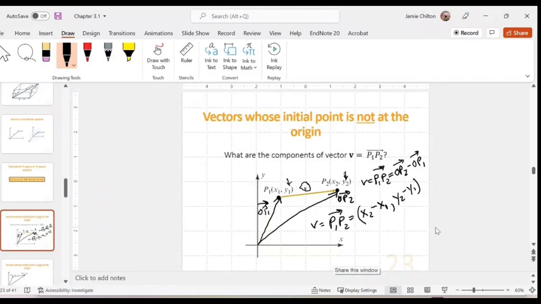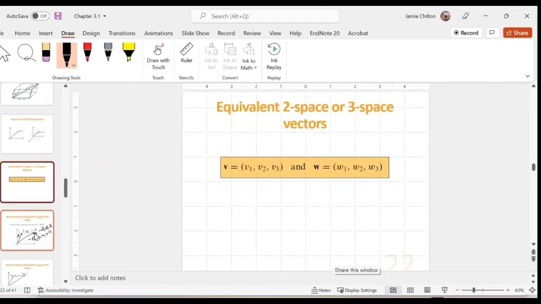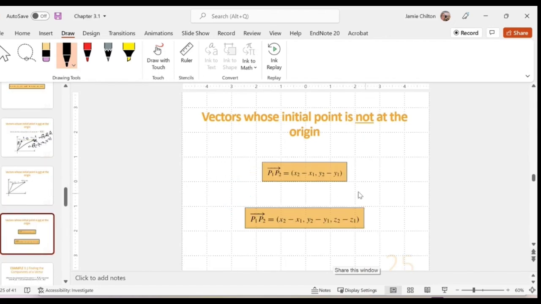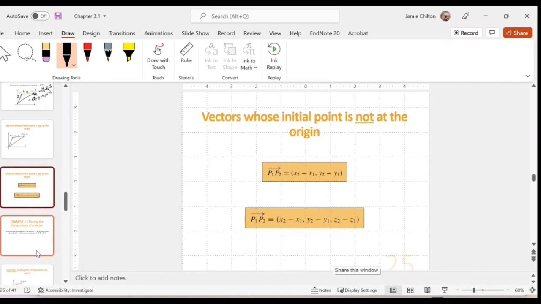If you wanted to describe that in multiple dimensions, you would just keep going along the same vein. You could certainly do this in 3 dimensions. Here you have it in 2 dimensions: x2 minus x1, y2 minus y1. And if this was in 3 dimensions, you'll notice there's now a third component, z2 minus z1. Pretty simple stuff.